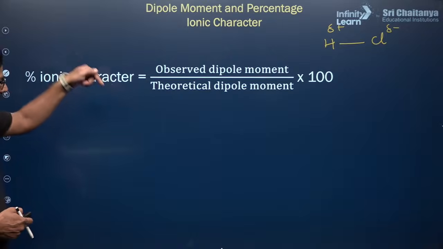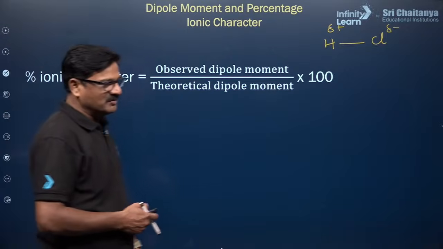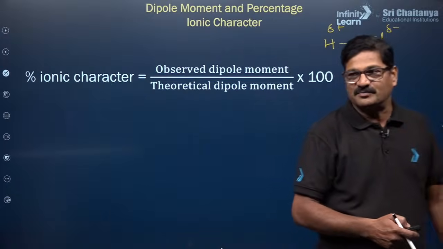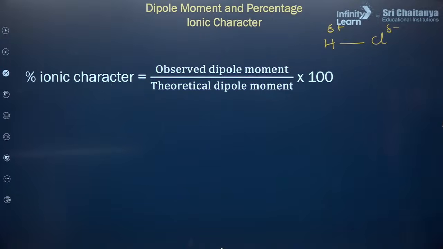And you can calculate this dipole moment percentage of ionic character simply. I will give you an example as well.